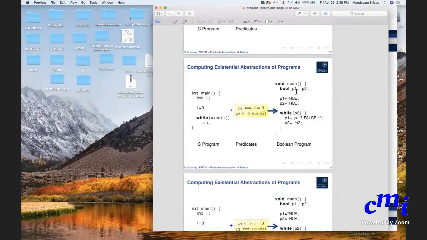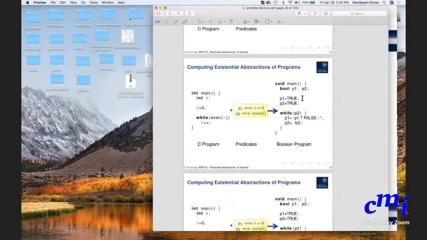In your abstract program, you have a variable corresponding to every predicate that you wish to track and represent the abstract state in. Each statement in this program will have to track what changes it induces on the Booleans for these predicates that you're tracking.